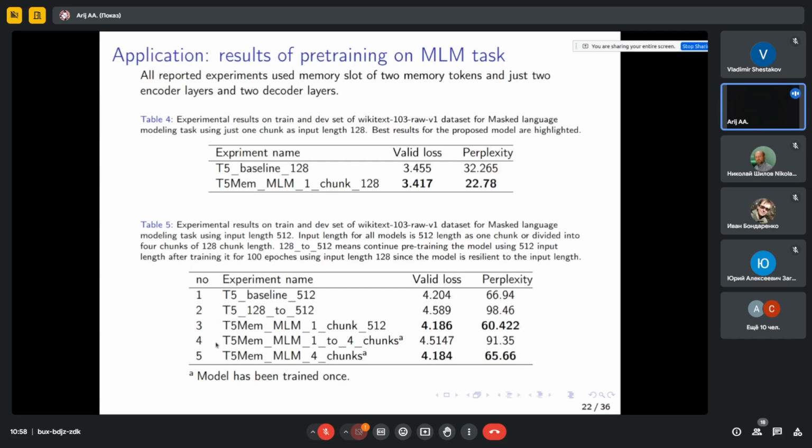Lines 2 and 4 simply continue pre-training the models from table 4 using longer input. And as we can see, continued pre-training with longer input doesn't result in better perplexity. So pre-training the model from scratch with masked language modeling, whether the proposed model or T5, is better than continued pre-training.